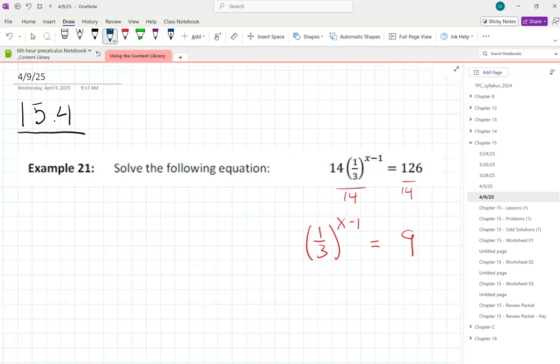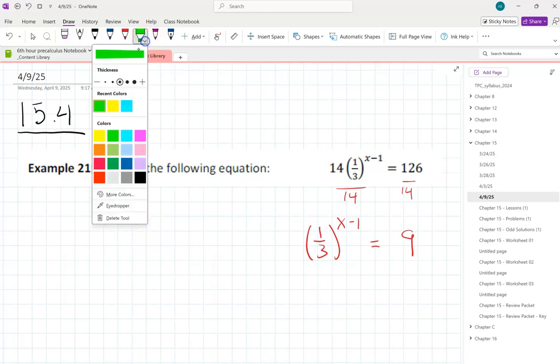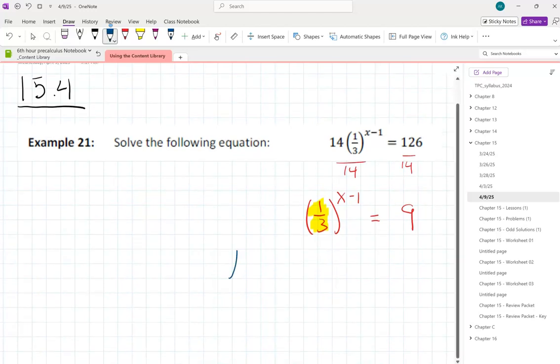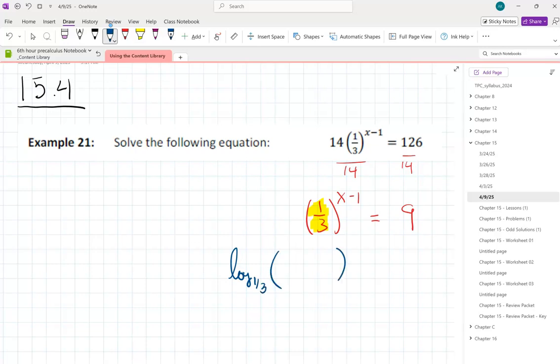Does anybody know which log I should do to both sides for this particular equation? I want to use log base, not 3, close. I'm going to use log base 1/3 because I want the base of my logarithm to match the base of my exponential. That is going to make things algebraically the easiest it can be.